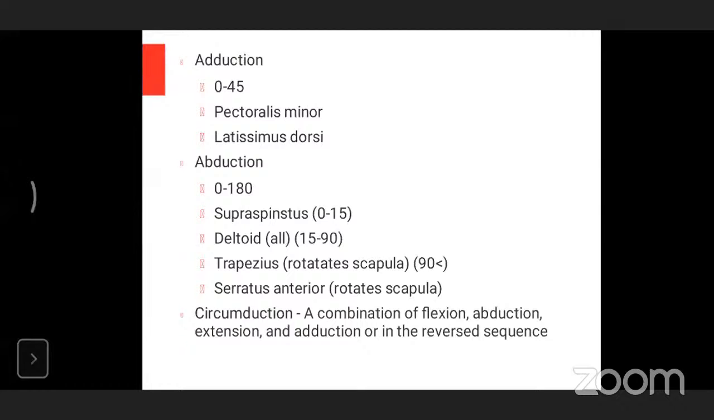Adduction, 0 to 45 degrees by pectoralis minor and latissimus dorsi. And abduction, 0 to 180 degrees by supraspinatus for the first 0 to 15 degrees, deltoid 15 to 90, and trapezius and serratus anterior beyond 90. Circumduction is a combination of flexion, abduction, extension, and adduction, or in the reversed sequence.